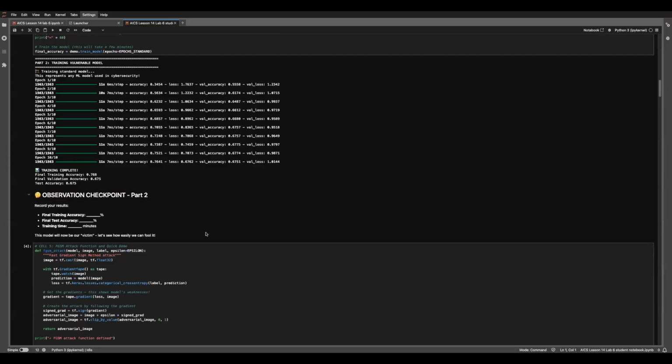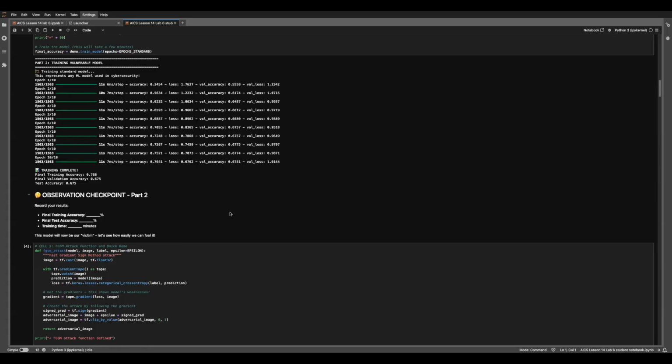This is pretty standard. If you run this, you want to know the final test accuracy percent and how long it took to train. The vulnerable model doesn't take as long as the adversarial model. The adversarial model takes a while.